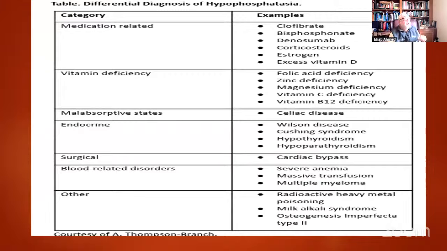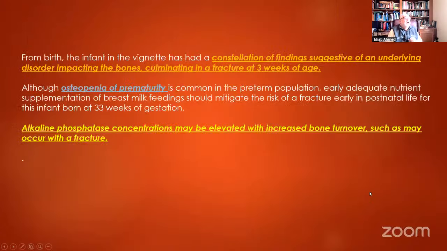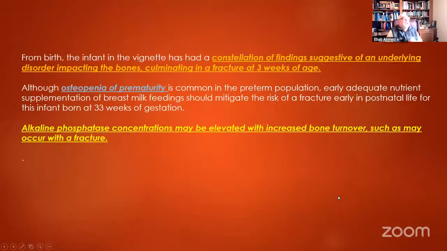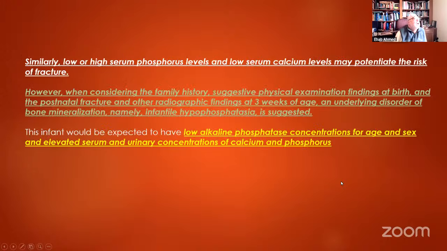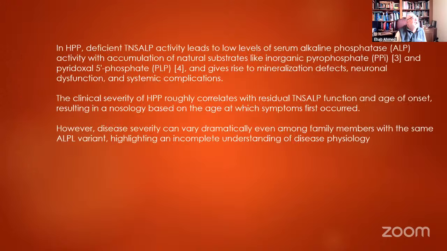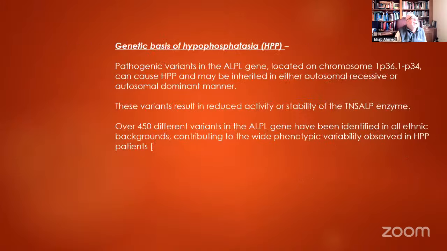Okay? And then comes magnesium deficiency, vitamin C, vitamin B12. Other endocrine problems like hypothyroidism or hypoparathyroidism. And then severe anemia and others. There is something called milk alkali syndrome, but I don't think we use this in newborn. Okay? Then I will jump to alkaline phosphatase.